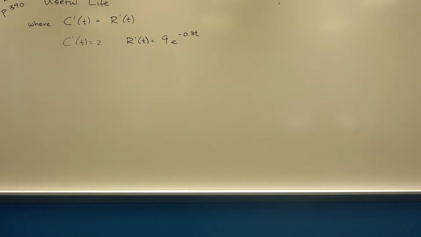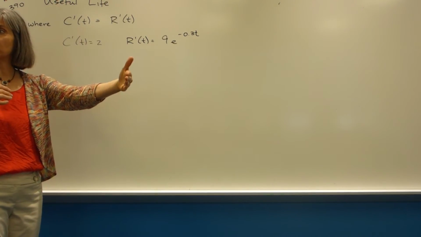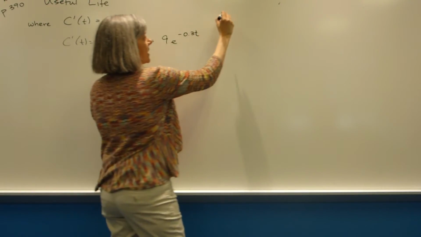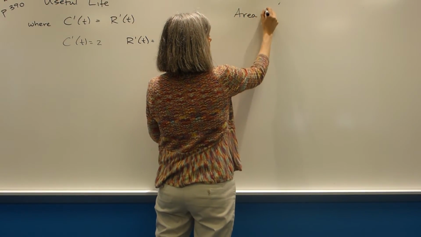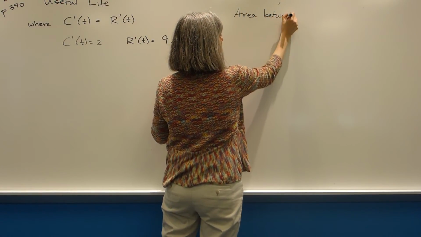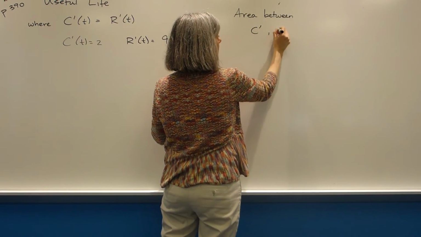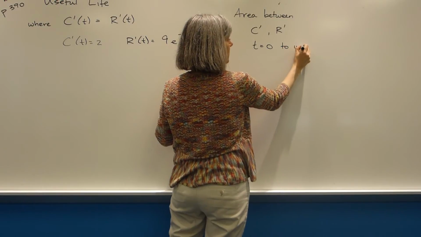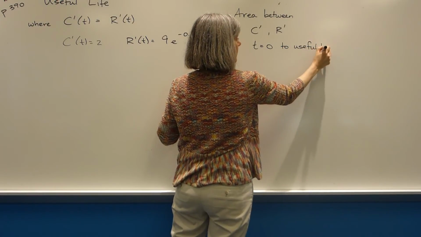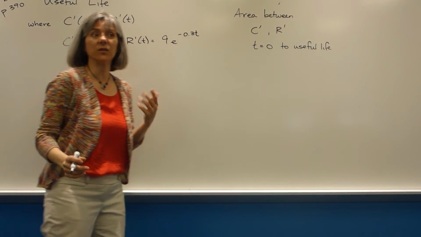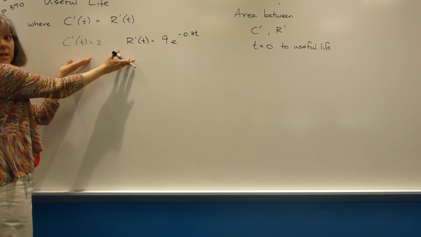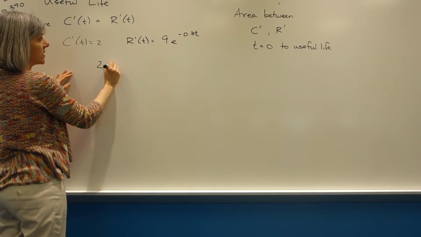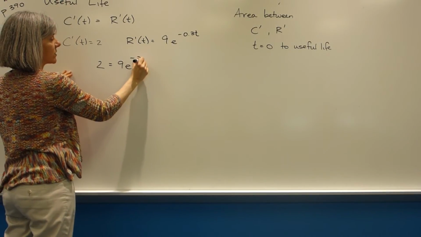Okay, so the question is, find the area between them over the interval from t equals 0 to the useful life. So I want to find the area between C prime and R prime from t equals 0 to whatever its useful life is. The first thing we need to do is figure out what the useful life is. So we need to set these equal. We're going to say 2 is equal to 9e to the minus 0.3t.